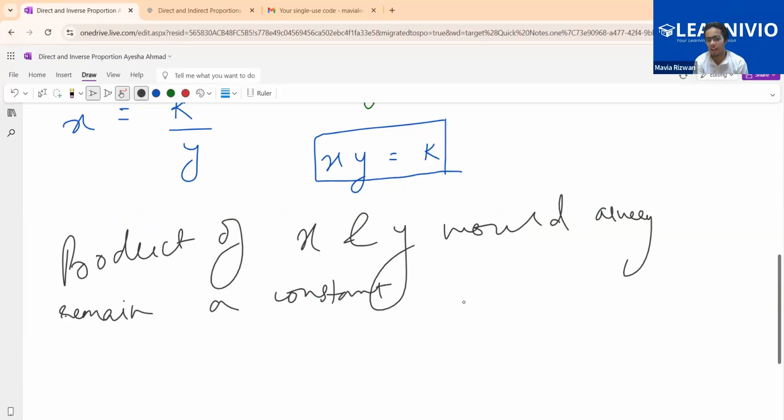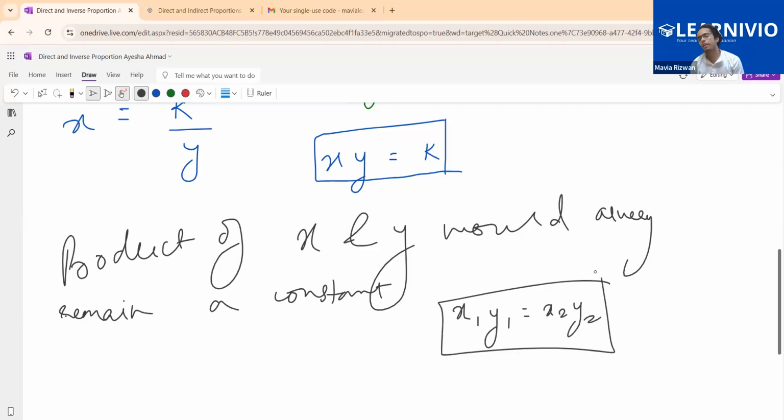From here we get the formula. If xy is constant, then x1 y1 is equal to x2 y2. This is the formula for inverse proportion. The formula for direct proportion, Aisha, was x1 by y1 is equal to x2 by y2. Remember? Yes, sir. Okay, so now the inverse proportion formula is x1 into y1 is equal to x2 into y2. You just have to remember this formula.